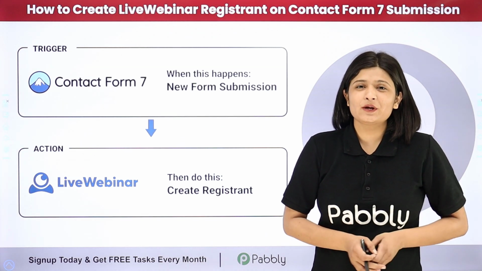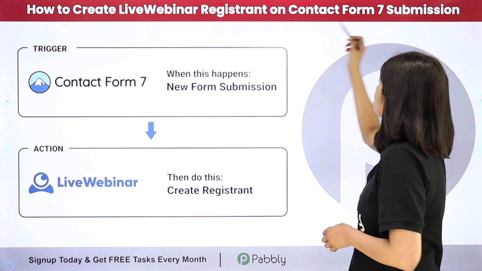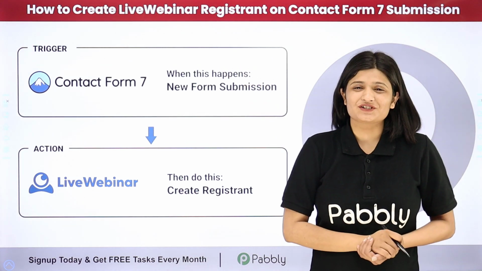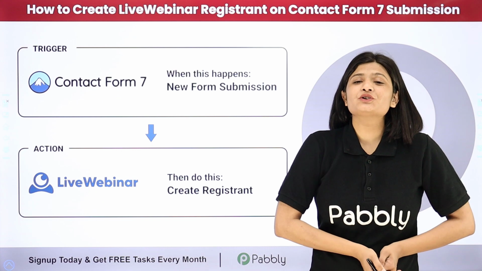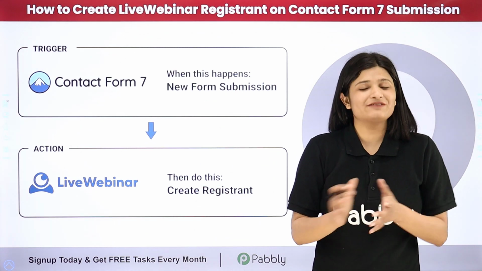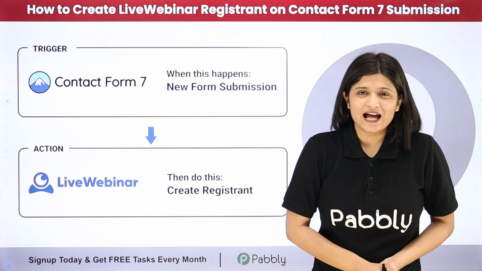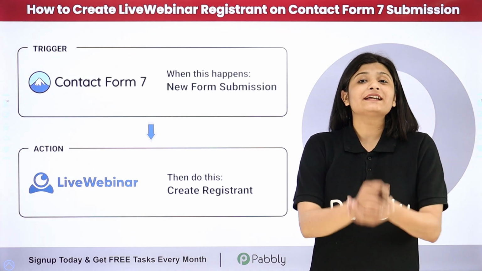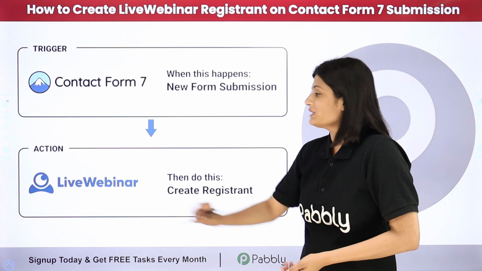In this video, we are going to learn how to create a live webinar registrant on Contact Form 7 submission. So let's suppose I'm an online course creator and I'm receiving all my leads with the help of Contact Form 7 for my webinar. Now I want that whenever I receive a new lead, it should be automatically created as a registrant in my live webinar account.